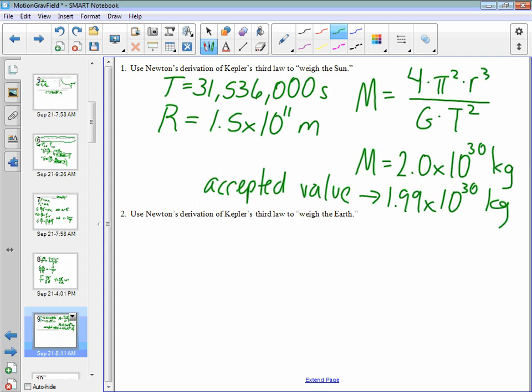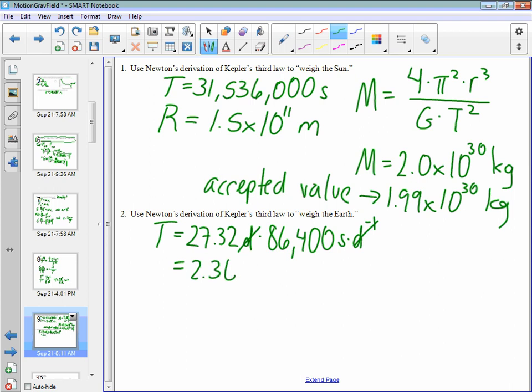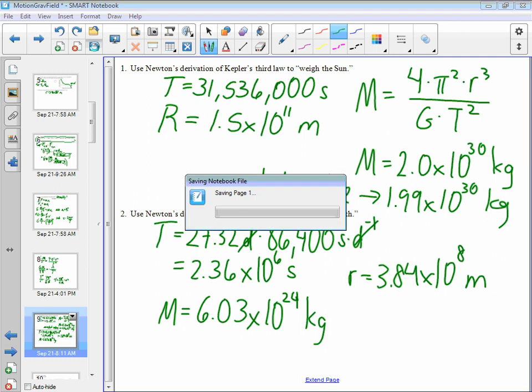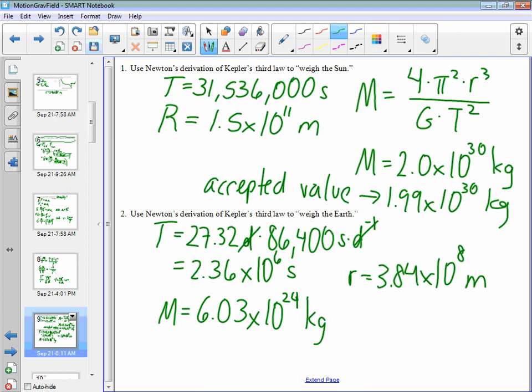The next one, using this derivation of Kepler's third law to weigh the Earth. What I did is I used the moon for this. The orbital period of the moon is equal to 27.32 days, and that's times 86,400 seconds per day, and that leaves us with 2.36 million seconds. When you substitute all those values, you end up with 6.03 times 10 to the 24th kilograms. Oh, and for the orbital radius, I think I used 3.84 times 10 to the 8th meters. The accepted value is 5.98 times 10 to the 24th kilograms, so that's reasonably close for what we're doing here. All right, that's it.